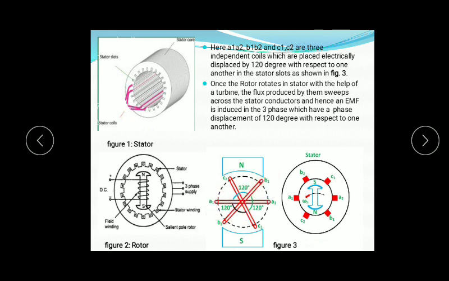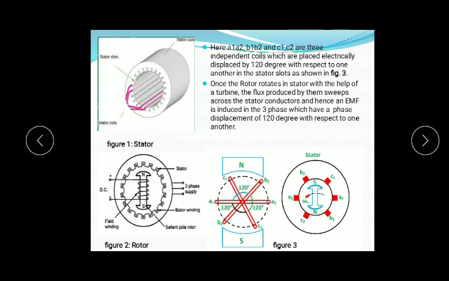If you look at A2 and B2, it is 120. If you look at C1, B1, it is 120. If you look at C2, B2, it is 120. If you look at C2, A2, it is 120. If you look at C1, A1, it is 120.